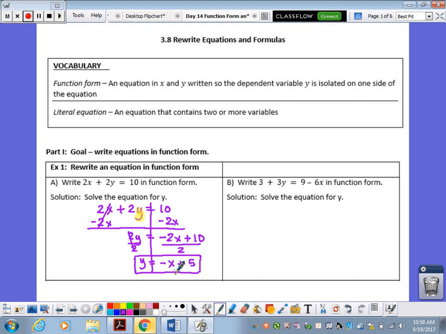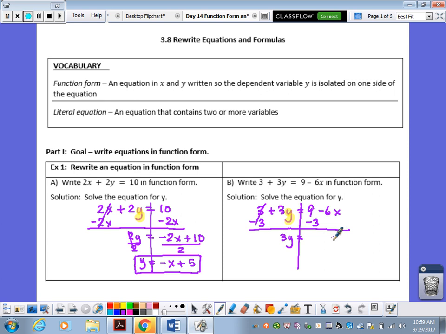Take a look at 1b. We're going to do it again. Your goal is to solve for y in the equation 3 plus 3y equals 9 minus 6x. My goal is to solve for the y. I need to eliminate both of these 3's, but the first 3 I need to get rid of is the addition of 3, which is subtract. Notice that I've lined up the minus 3 with the 9 on the right side. 3's are eliminated. 3y is brought down.